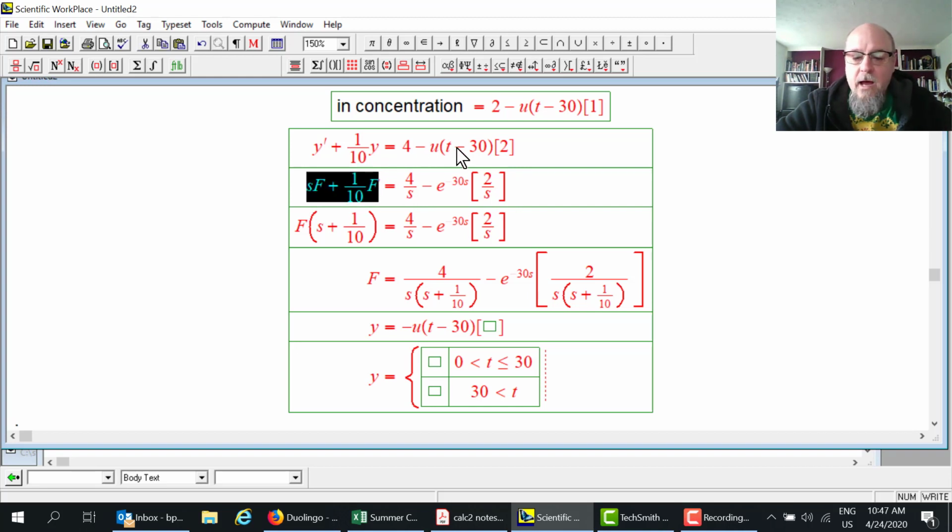Now I'm taking the Laplace of the right-hand side. Laplace of 4, 4 over s. Now this is where we're going into the Laplace world, but with a Heaviside step function. So the Laplace of the Heaviside step is going to be e to the minus 30s.